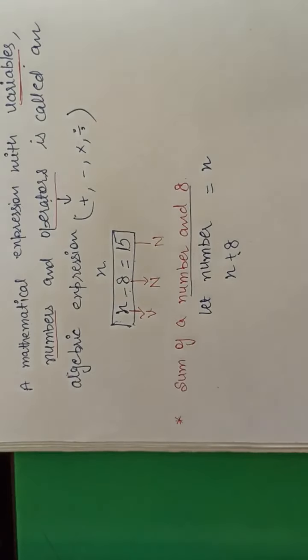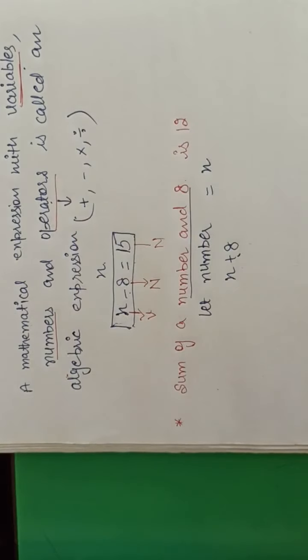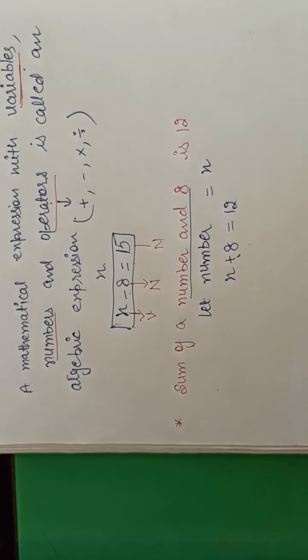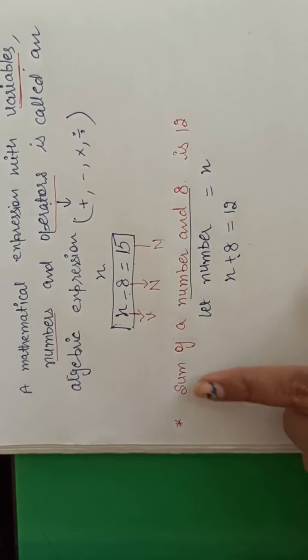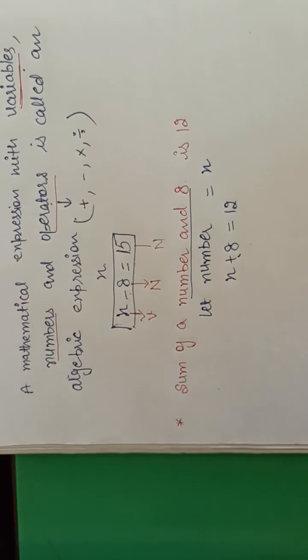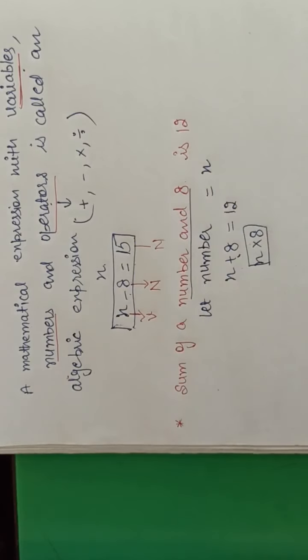If it is mentioned here that sum of a number and 8 is 12, so what do I do? x plus 8 equals to 12. So you have to firstly consider the statement in the way it is given. Sum, you will use the operator plus; difference, then you will use the operator minus. If it is given that product of a number and 8, so what will you do? x multiply 8, right? So the algebraic expressions are on the basis of the statement given.